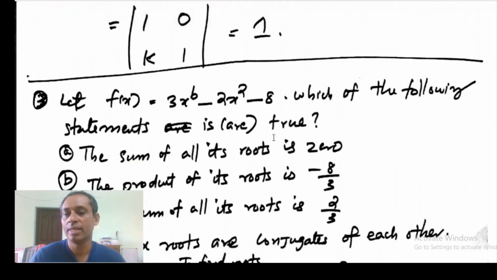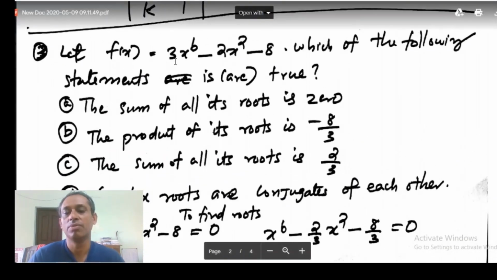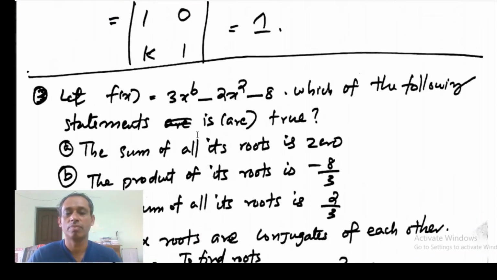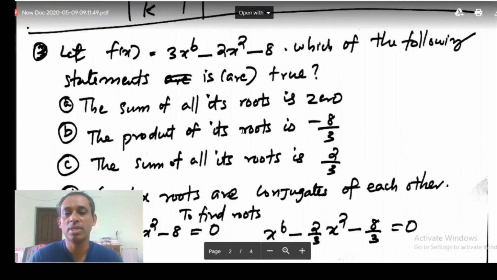Next let's move to the third question. Suppose that f of x is given by a polynomial, 3x^6 minus 2x^2 minus 8. Which of the following statements are true? Sum of all of its roots is 0. The product of its roots is minus 8 by 3. Sum of all its roots is 2 by 3. The complex roots are conjugates of each other. We have to select the true statements from these 4 options.